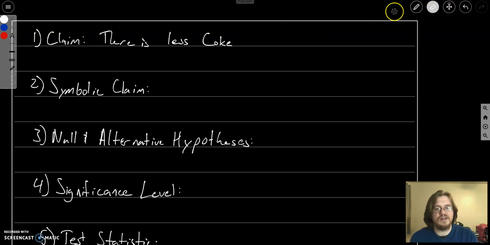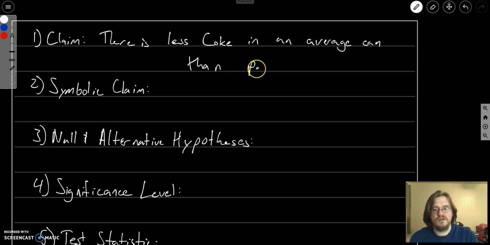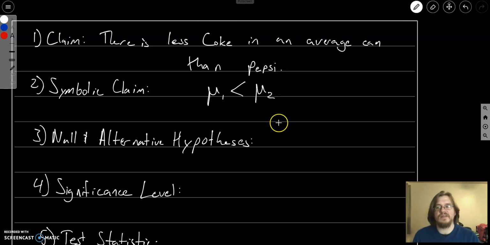Let's say in an average can, than Pepsi. So if we call the average liquid in a can of Coke mu1, sorry, the mean, and then the mean liquid in a can of Pepsi, our symbolic claim would be that there is less Coke than there is Pepsi. So mean 1 is going to be less than mean 2.